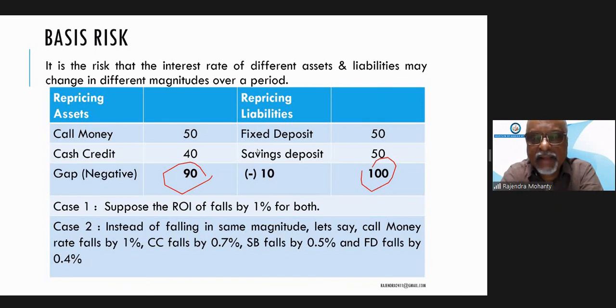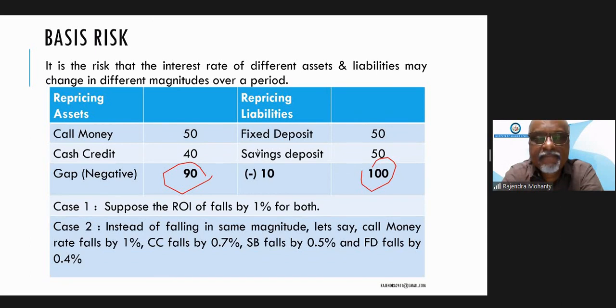Is it okay? NII declining, I told you. Have I told the right thing? NII is declining by 0.33. Yes, sir. No, sir. What is the correct statement?